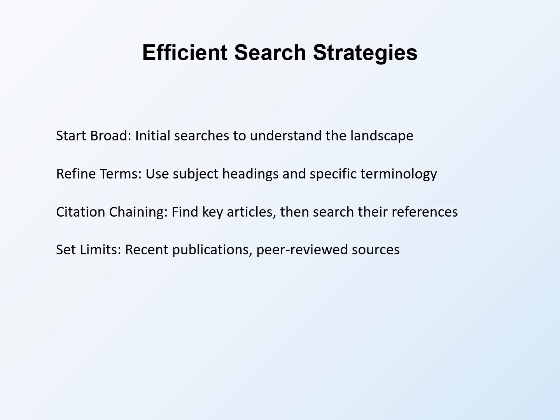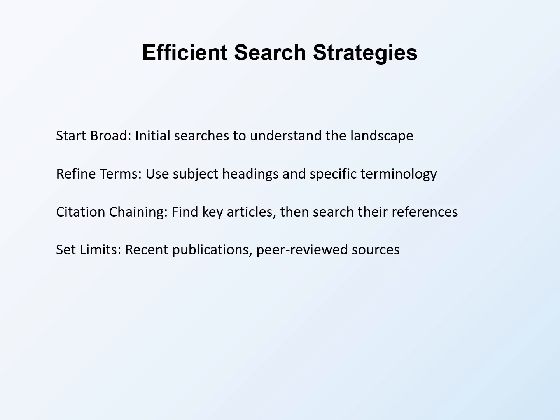Most databases use controlled vocabulary called subject headings that standardize how topics are indexed. Using these terms improves your search precision dramatically. For example, searching for substance abuse retrieves different results than searching for substance use disorder, the preferred term in many databases. Citation chaining is one of the most powerful search techniques available.